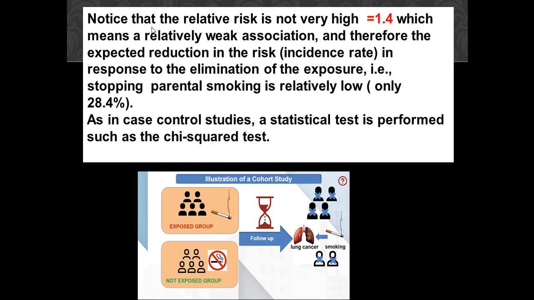Note that the relative risk is not very high. It is only 1.4, which means a relatively weak association, and therefore the expected reduction in the incidence rate in exposed children with elimination of exposure, that is stopping parent smoking, is relatively low, only 28.4%. As in a case control study, we need a chi-square test, which is a statistical test to analyze the result.